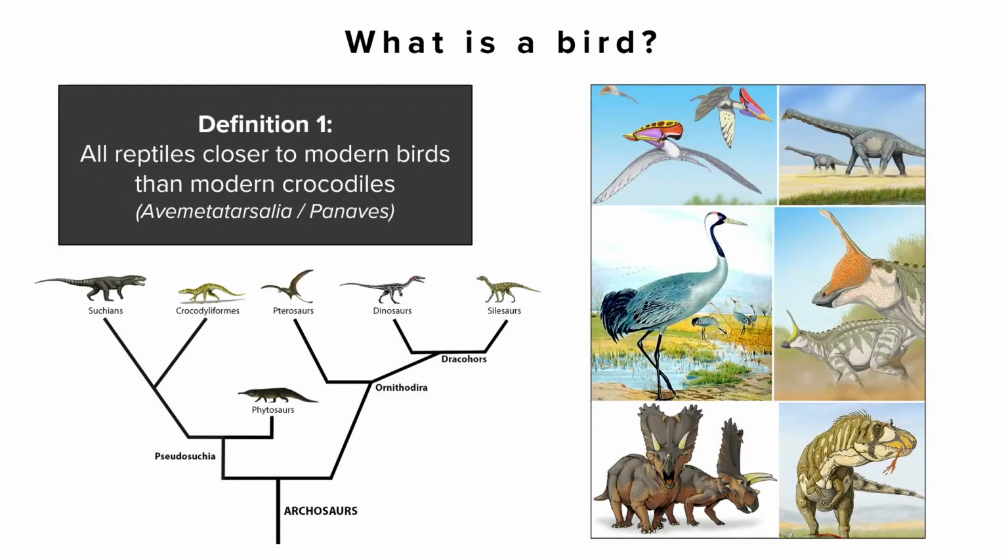So we'll start with definition 1. In definition 1, all reptiles closer to modern birds than crocodiles are considered birds, which would mean that this whole right side of this tree, all dinosaurs, all pterosaurs, everything you see on the right would be considered a bird. And I think you can see where the problem is with that.